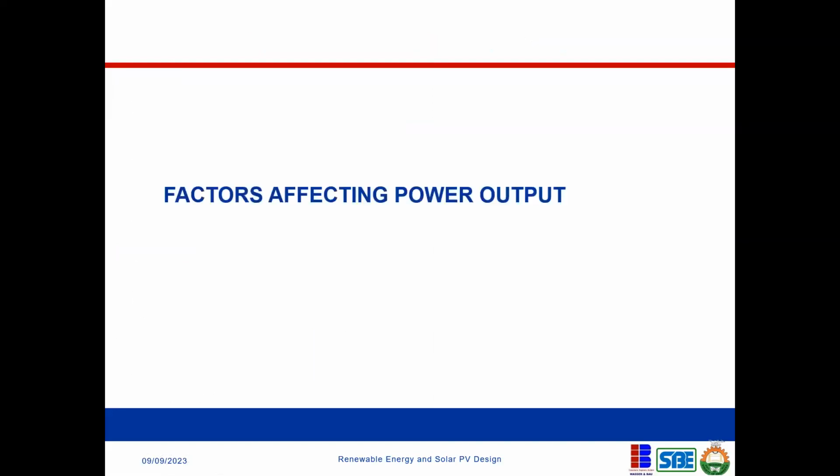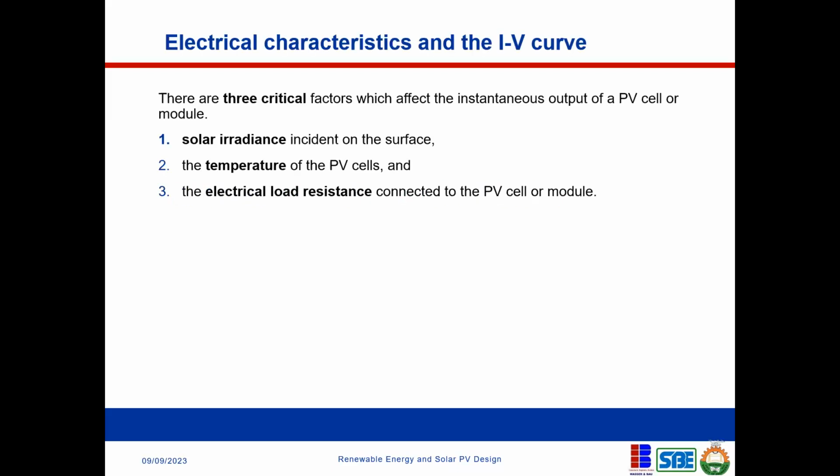Now, let us look at the factors affecting power output of your PV system. There are three critical factors which affect the instantaneous power output of your PV module. One of them is irradiance. I think we've talked about irradiance on the surface, the intensity of the sunlight. Another is the temperature of the PV cells. I think we're going to also explain that down the line. And you have the electrical load resistance connected to the PV cells or module.